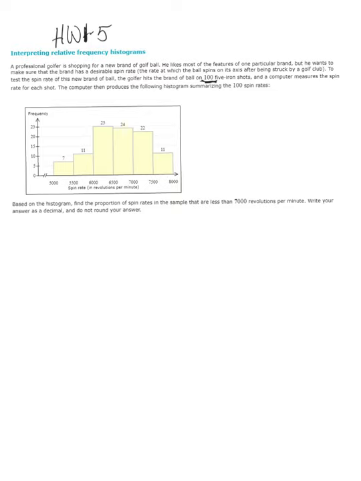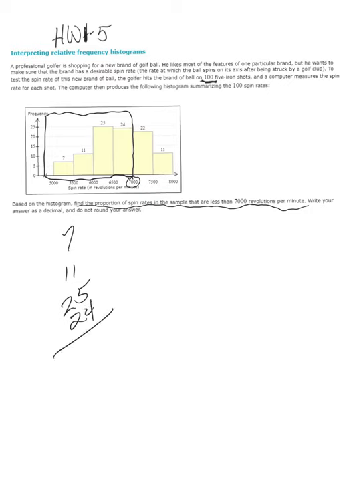And the question is, find the proportion of spin rates in the sample that are less than 7,000 revolutions per minute. Okay, so I look at my bar graph here. Here's 7,000 revolutions per minute. I want everybody less than that. So that's this part of the bar graph. I need to find out how many people are in that section. So it looks like I've got 7, 11, 25, and 24. I would add those up quickly.